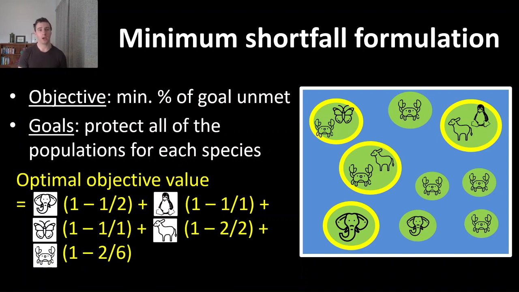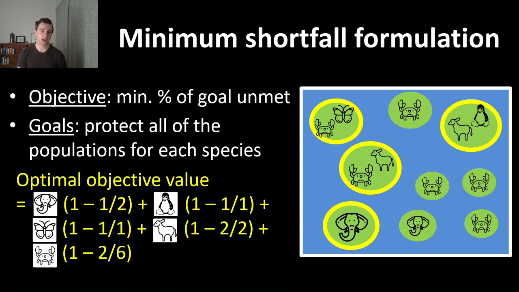So we would do 1 minus 1/2 to calculate the proportion of the goal that is not met for the elephants, which is 50%. We can see for the penguins, because we've met the goal, we would have 1/1 as the fraction of the goal that is met. And so you would do 1 minus 1/1, which is 0, meaning that we've entirely met the goal for that species. In a similar way, we would do 1 minus 1/1 for the butterflies because there is 1 population of butterflies and we've secured that population in this solution. And so we have 0% of this species goal that is not met.